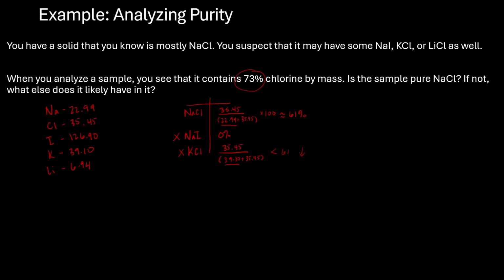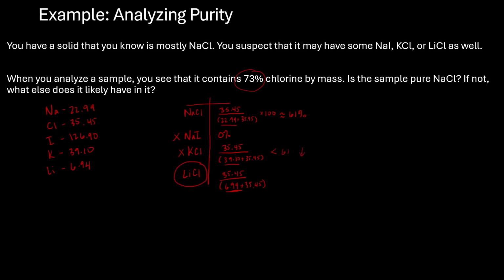Okay, so now finally let's check the last one, which is lithium chloride. So if we go lithium chloride, 35.45 divided by 6.94 plus 35.45. I'm already feeling better about this because this 6.94 is going to be smaller than this, so that would decrease our denominator, and if we decrease our denominator, we're going to increase that percentage, closer to 73. So your answer is going to be lithium chloride.